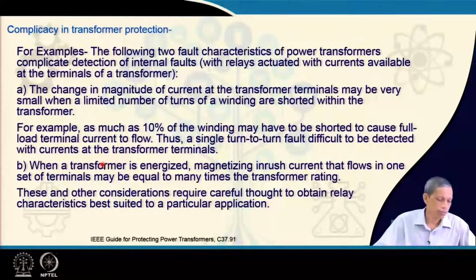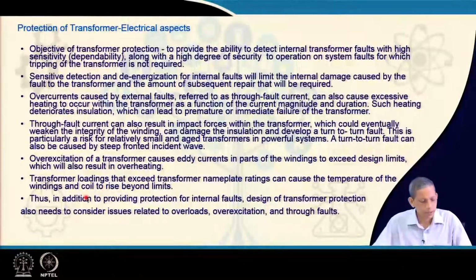In this perspective, transformer loading that exceeds the transformer nameplate rating can cause a temperature rise, a thermal limit violation, and may also deteriorate the winding insulation. So, in addition to providing protection for internal faults, the design of transformer protection also needs to consider issues related to overloads, over excitation and through faults, because these things are related to the life of the transformer, and therefore the protection scheme should address these points also.